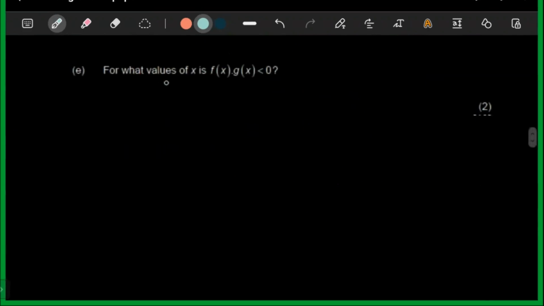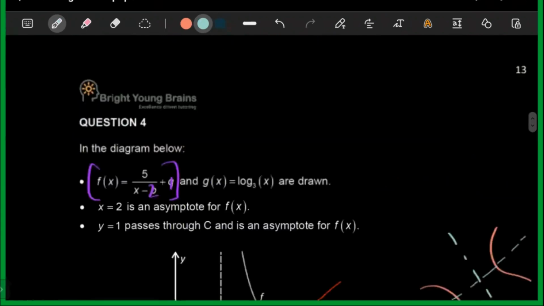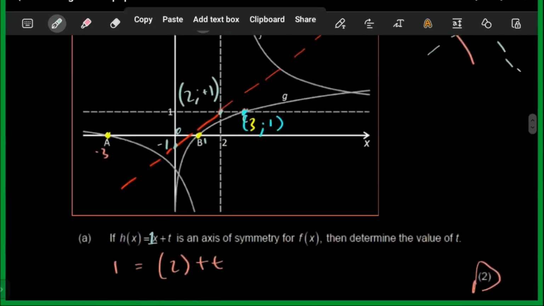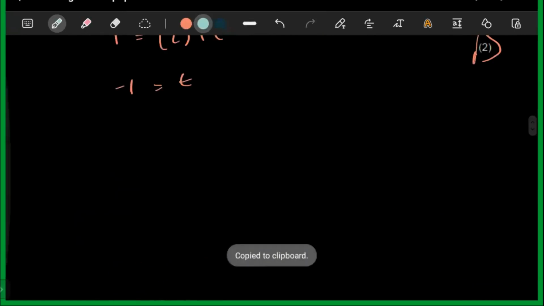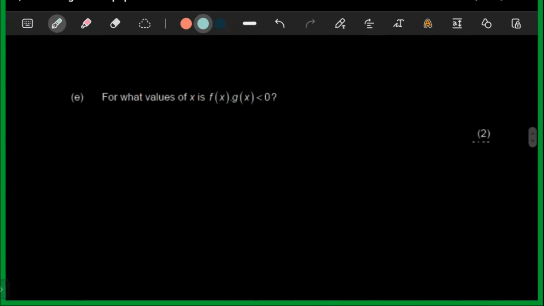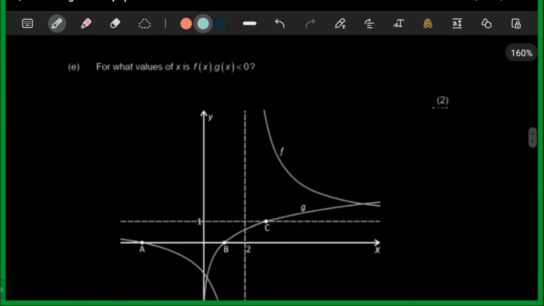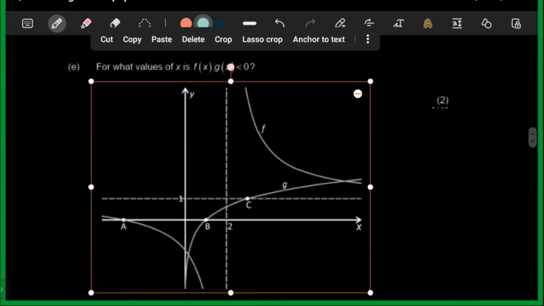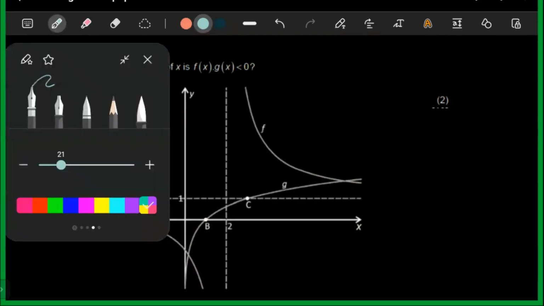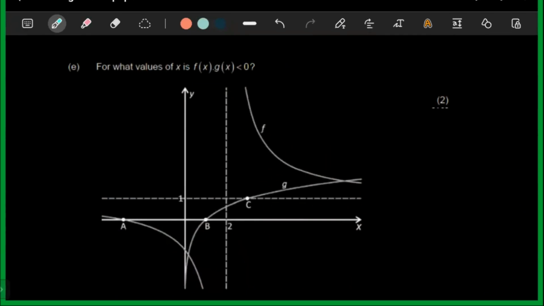E says for which values of x is this equation smaller than 0. For you to answer that kind of question, you obviously need your sketch, and you need to be careful of how you're going to answer these kinds of questions. But you just need your sketch. If you know how to read your sketch, you'll be good to go. It's really not that difficult when you know how to read your sketch. So let us read our sketch properly.